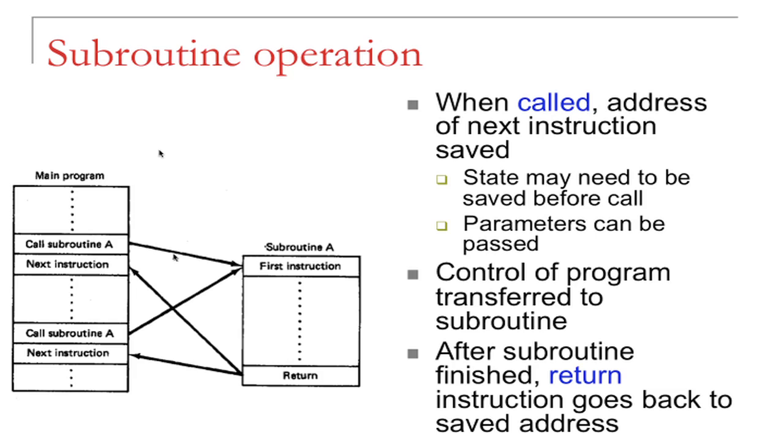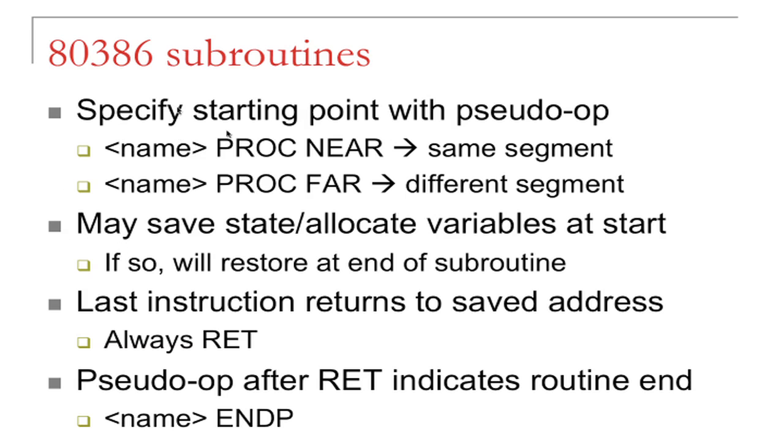Call is similar to jump in the sense that it will change the program execution path. And also we have the target. So depending on the distance between the call instruction and the entry point of the subroutine, we'll have proc near and proc far. Proc near refers to kind of an intra-segment call, and proc far refers to inter-segment call.